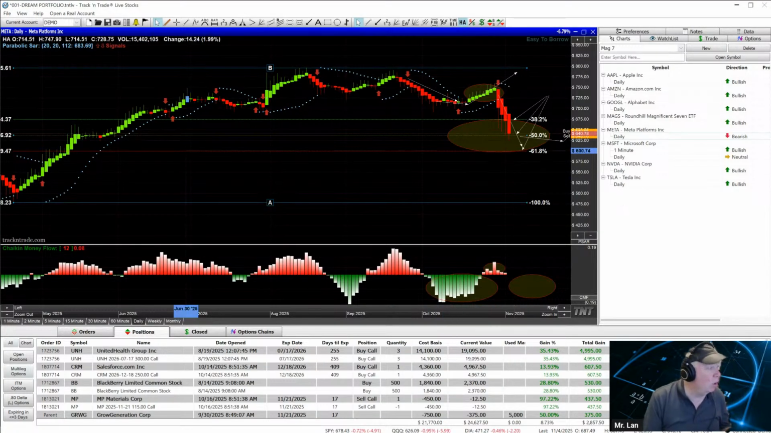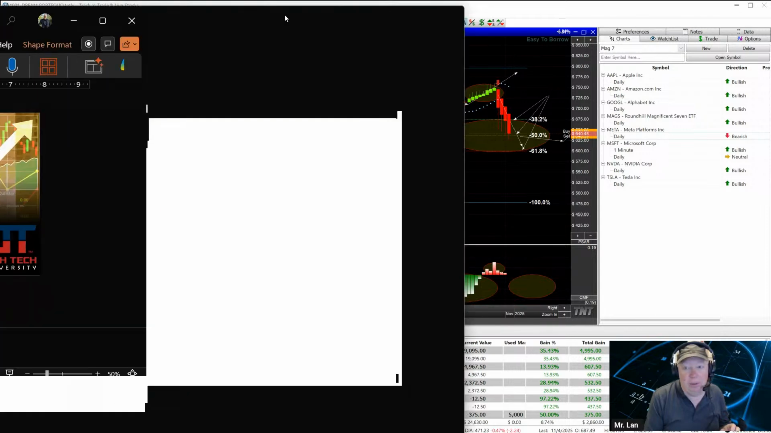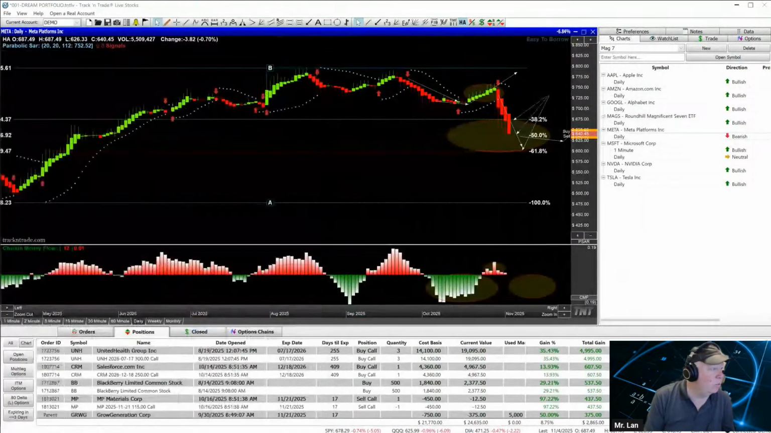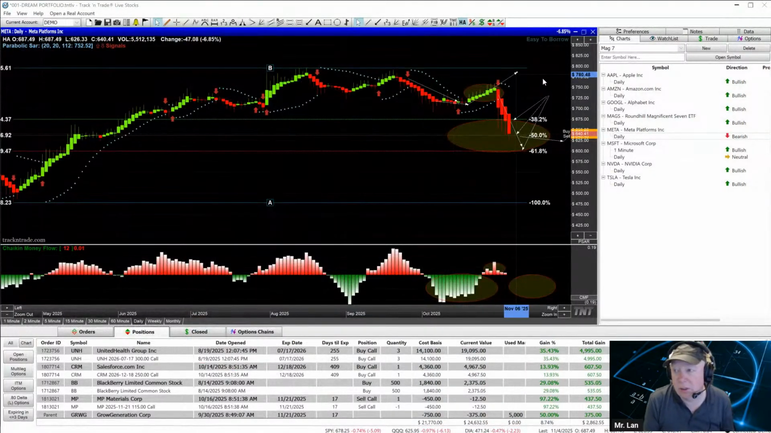And now I'm going to pull up the other list, and I'm going to bring that over here. And that's the blue chips. So we got Eli Lilly, JP Morgan, Walmart. There's where Walmart was. American Express, Oracle, Wells Fargo, and Costco. Those are just a couple of the really nice big blue chips. So let's go open those up.